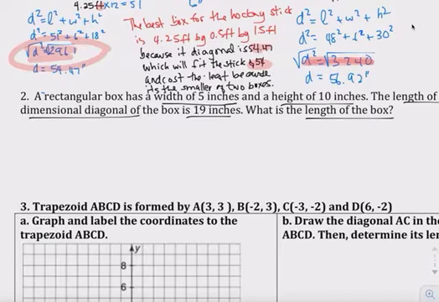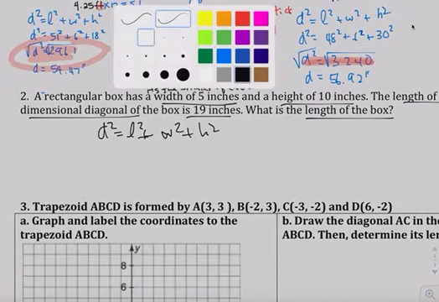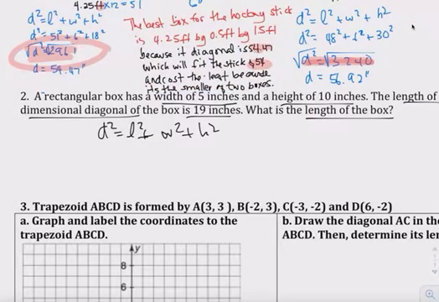Okay, so we know D squared equals L squared plus W squared plus H squared. Okay, so we know the width, 5. We know the height, which is 10.